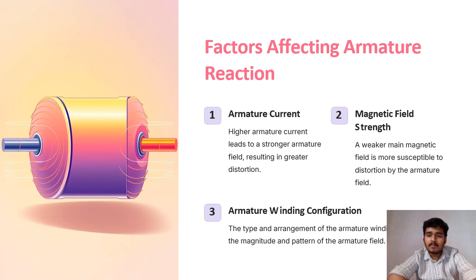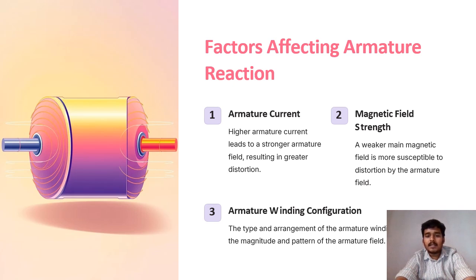The main magnetic flux is susceptible to distortion by the armature field due to armature reaction. And the armature winding configuration: the type of arrangement of the armature winding can influence the pattern of the magnetic field. So these are the different factors affecting armature reaction: armature current, magnetic field strength and armature winding.